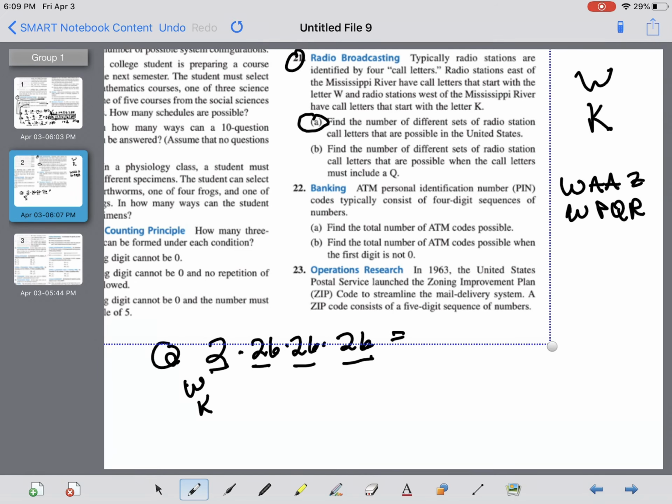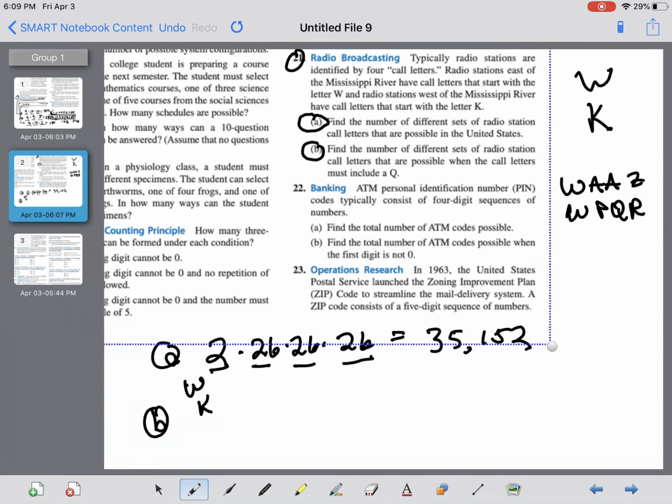I don't know what that big number is. Let me get it so that you can check your work. So that number is... all right, so 2 times 26 times 26 times 26 is 35,152 radio stations.